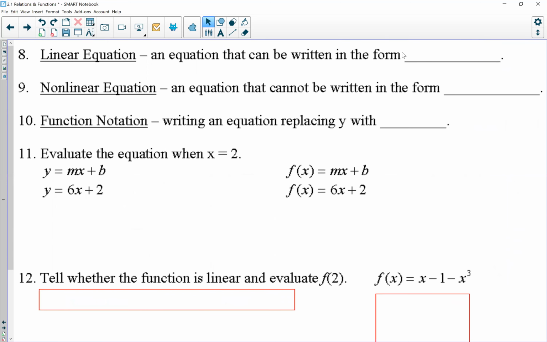Linear equations are any equation that can be written in the form y equals mx plus b. Hopefully that looks familiar. That's called slope-intercept form. A nonlinear equation is an equation that cannot be written in that slope-intercept form, y equals mx plus b.